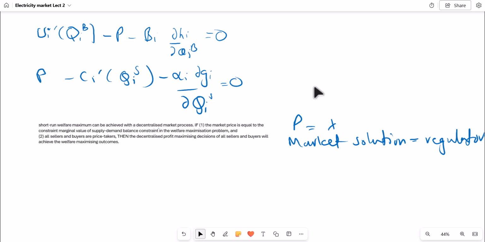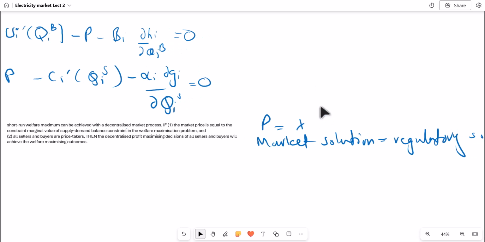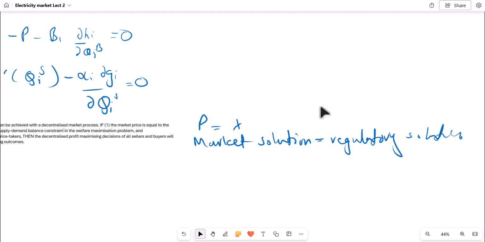And secondly, all sellers and buyers are price takers. Of course, a producer cannot set the price himself, and then the decentralized profit maximization decisions of all sellers and buyers will be achieved through the welfare maximization constraints. So both buyer and seller cannot set the prices. And so we can see that p is equal to lambda. When p is equal to lambda, the market solution will be equal to a regulatory solution.